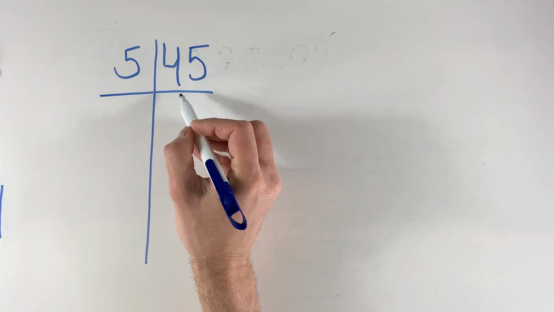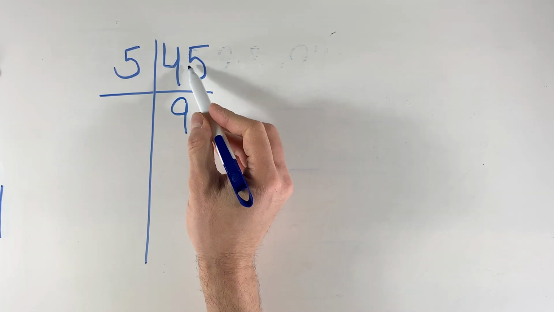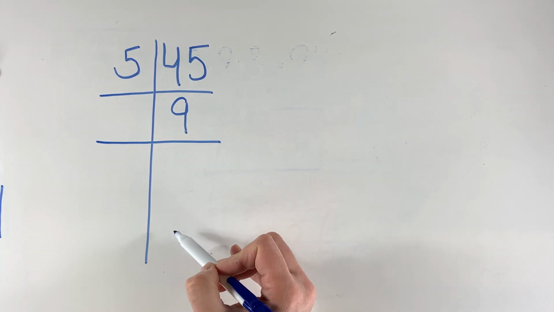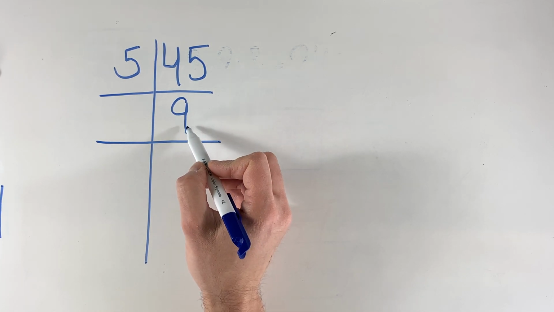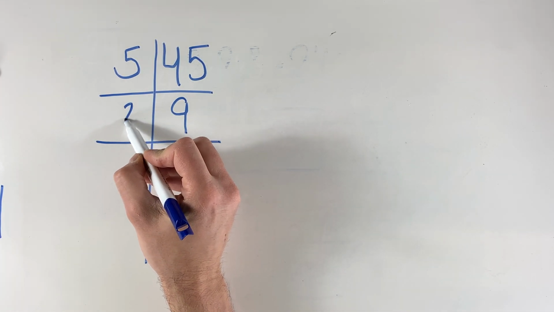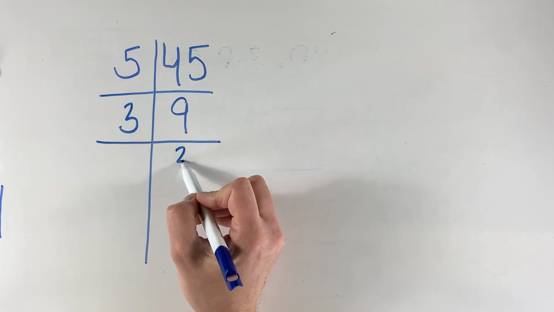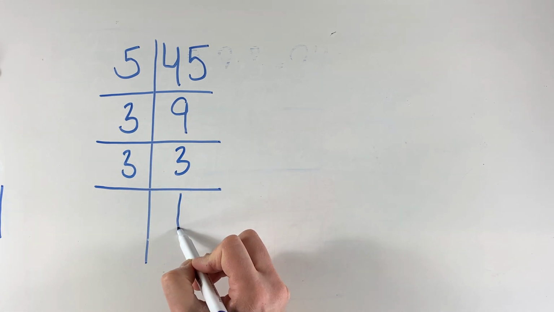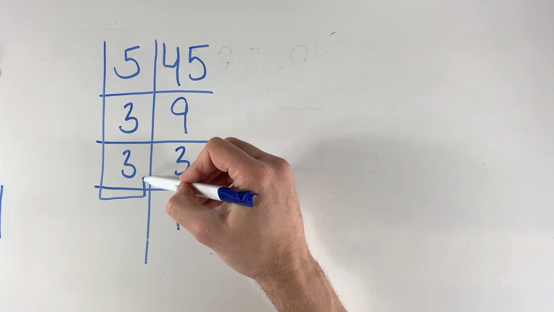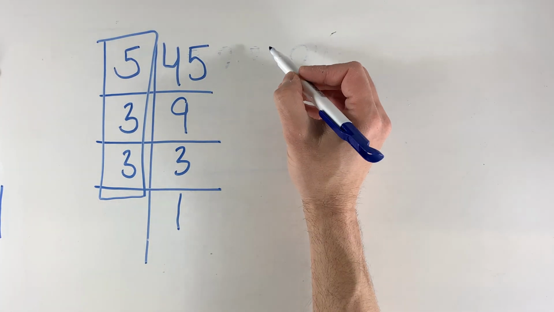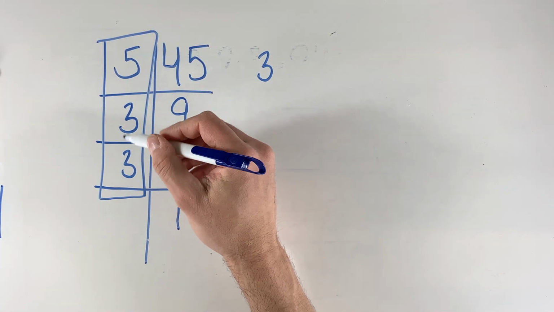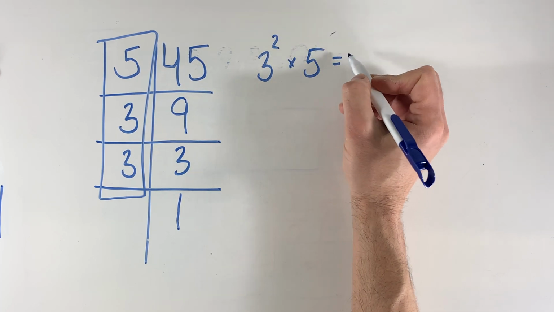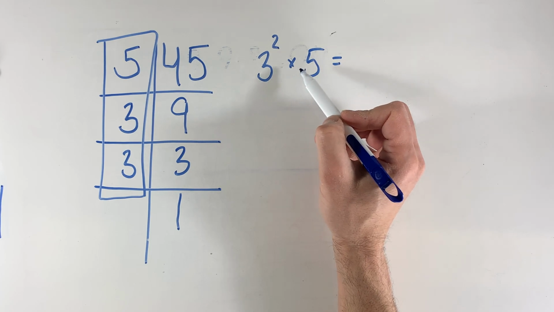45 divided by 5 is 9, and we put the 9 below the 45. Then we proceed following the same procedure. A prime factor of 9 is 3. 9 divided by 3 is 3. 3 divided by 3 is 1. All the numbers on the left-hand side are our prime factors, which means that if we multiply them together, it's going to be 3 squared times 5, which equals 45. 3 times 3 is 9, times 5 is 45.